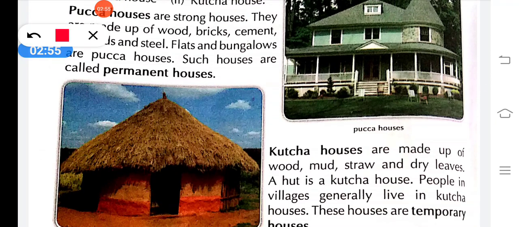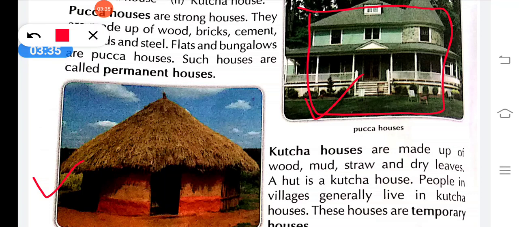Look at the pictures. This is a Pakka house and this is a Kacha house. From the picture we can say that Pakka houses are very strong. They are made up of bricks, cement, steel, rods, etc. Examples are flats and bungalows. They are Pakka houses. This type of house is called a permanent house. We can live here year after year. They are permanent. We cannot move them from one place to another place.